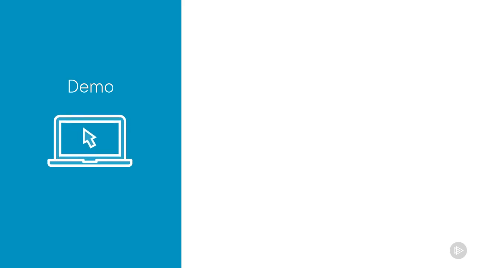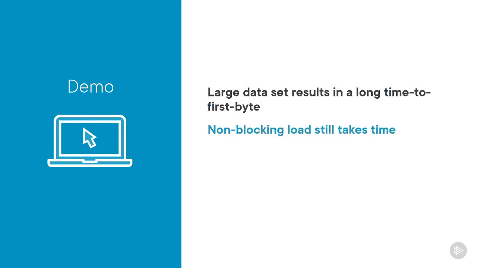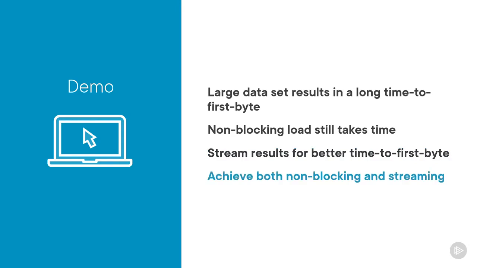Carlos and his team have identified a problematic API. It returns a large amount of data, and the time to first byte is longer than they would expect. He finds that the API method loads the entire dataset, even though it's non-blocking. And so he first changes the query in order to stream the dataset. However, he does that in a way that is blocking. And then finally, he settles on a solution that's both non-blocking and streaming.